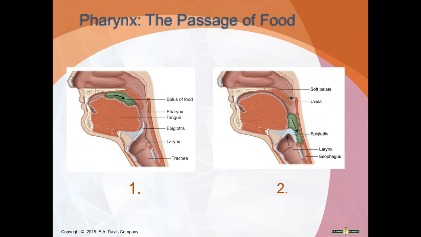So pharynx, the passage of food. After food has been broken down by the teeth and moistened by saliva, the tongue manipulates the bolus to the back of the oral cavity. At this point, the soft palate lifts, which closes off the nasopharynx, while the larynx rises, forcing the epiglottis over the entrance to the trachea, and food moves through the oropharynx and laryngopharynx on its way to the esophagus.